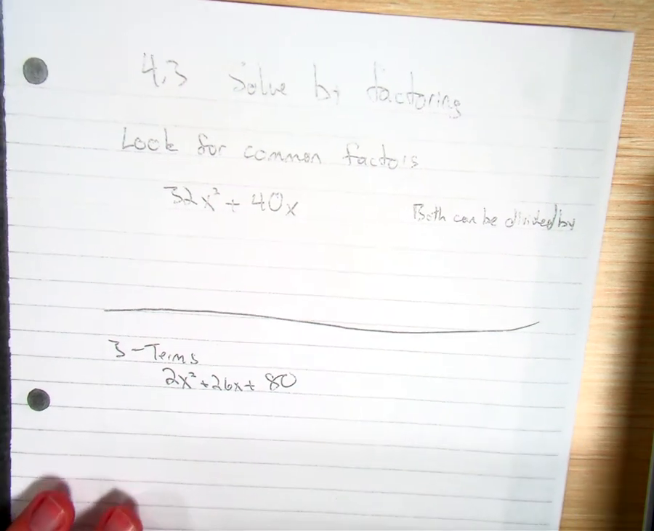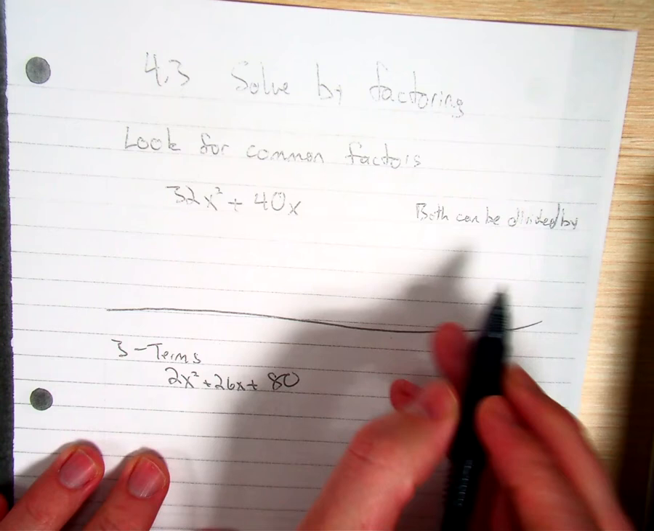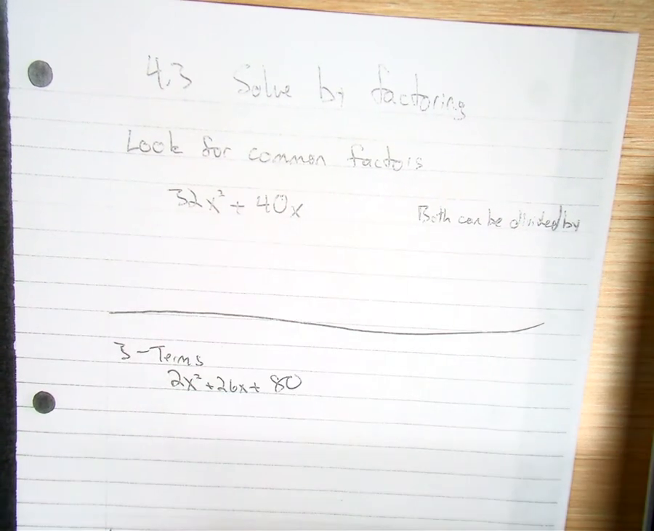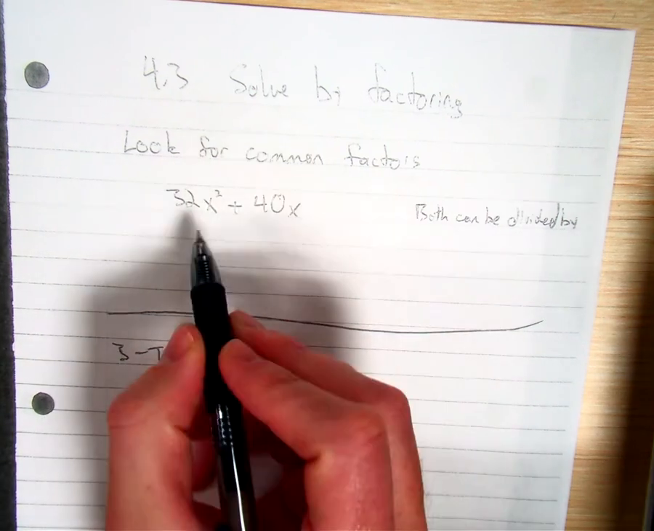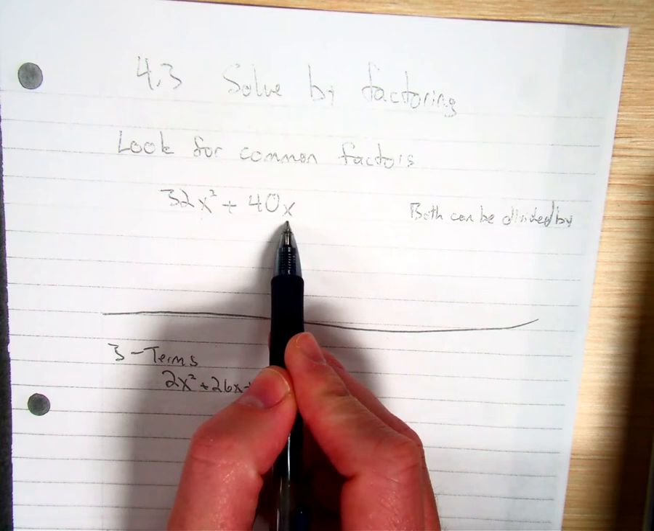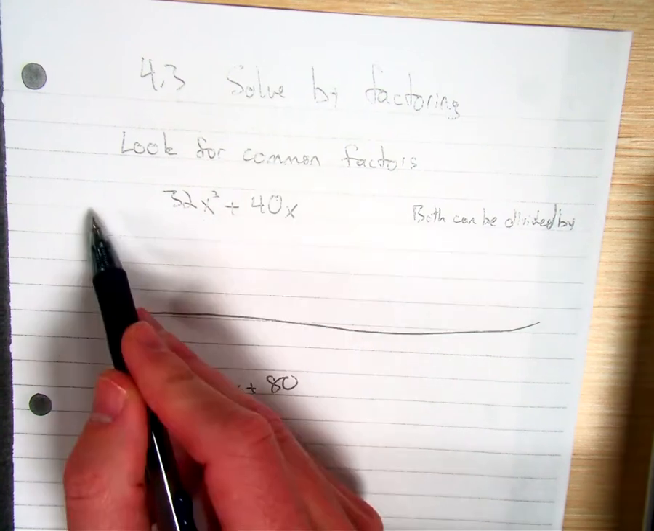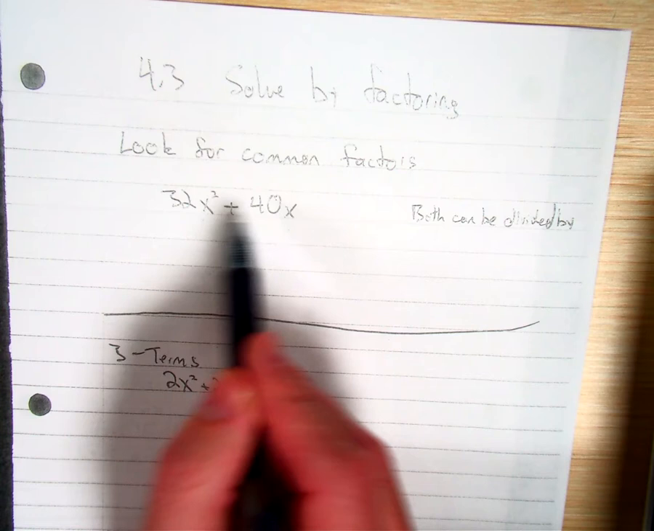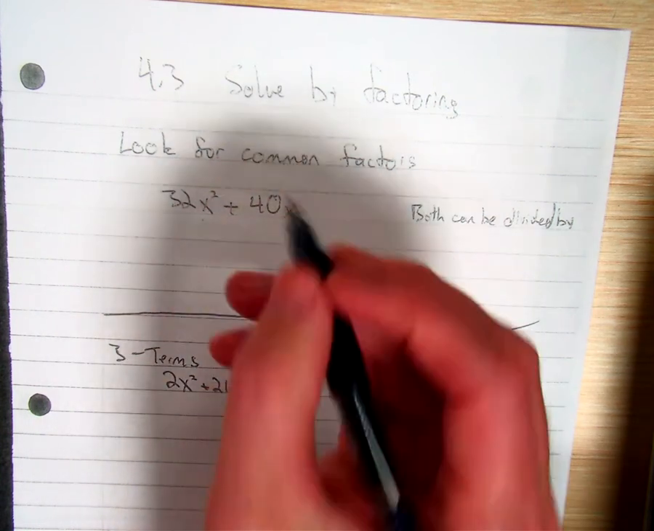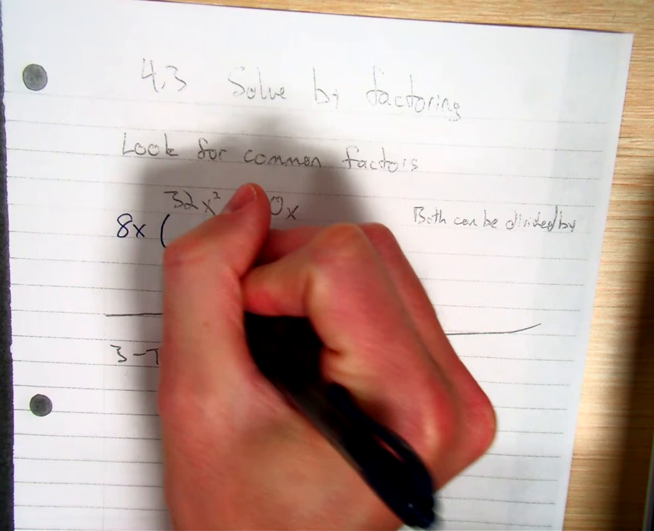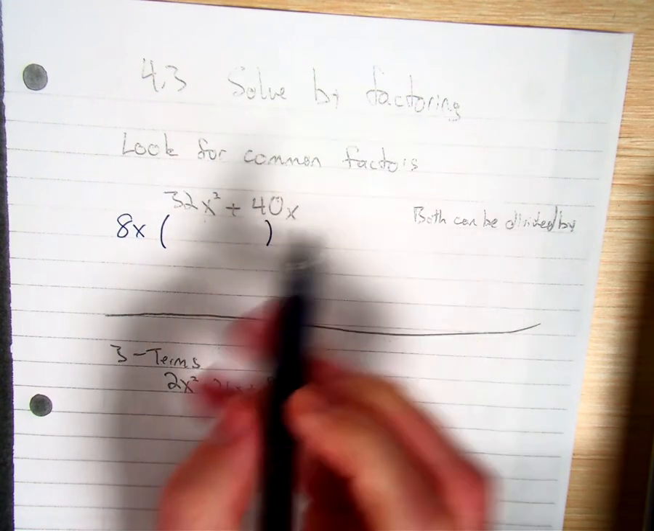Okay, our first thing that we always want to look for is, do we have any common terms, anything in common to both that we can pull out? Alright, if we have 32x squared plus 40x, they both have at least one x in common, so I can pull an x out of both of them. And 32 and 40 are both divisible by 8. So I can pull out an 8 and an x.